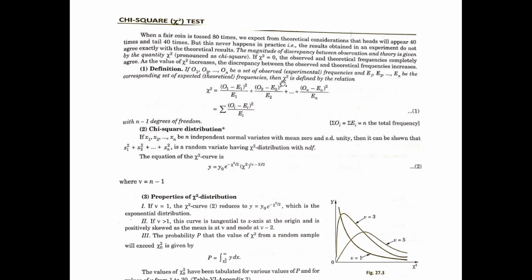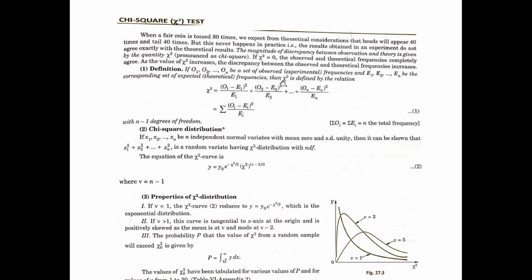So what do we mean by chi-square? There is always a difference between the theoretical and the practical values. The magnitude of discrepancy between the practical and the observed values is given by chi-square. If chi-square is 0, the observed and theoretical frequencies completely agree. Suppose they do not, then chi-square is not equal to 0. It may happen that chi-square increases, which means the difference between the observed and theoretical frequency also increases.